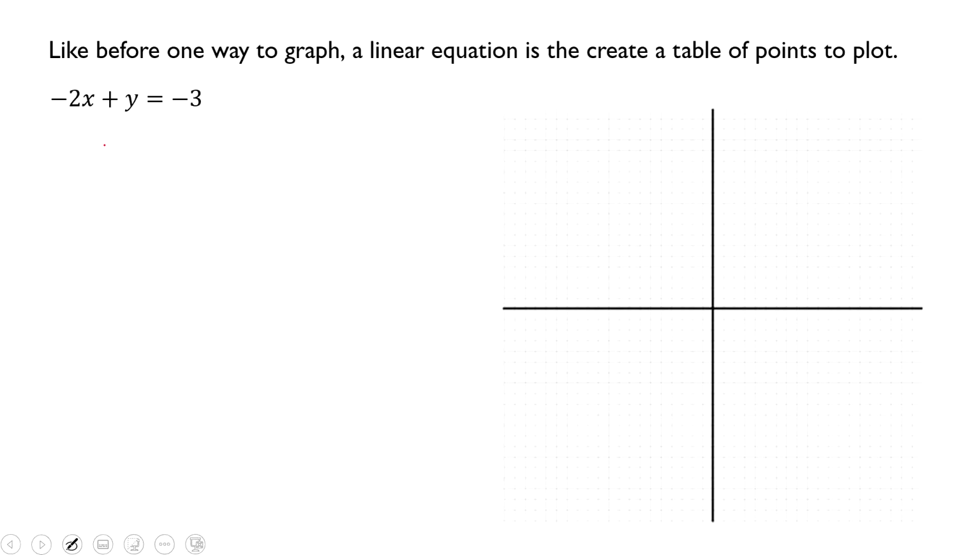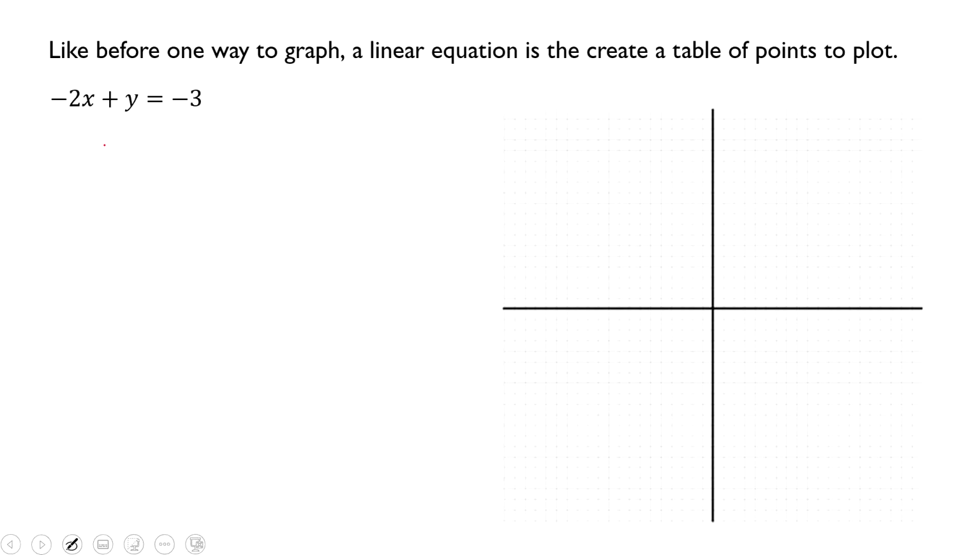One way to do it is like we did on Friday. It's creating a table and then graphing those points of the table. So Friday, we just kind of graphed the points and left them. Here we go that extra step now where we're dealing with linear equations. We're going to end up connecting all the points with a straight line.